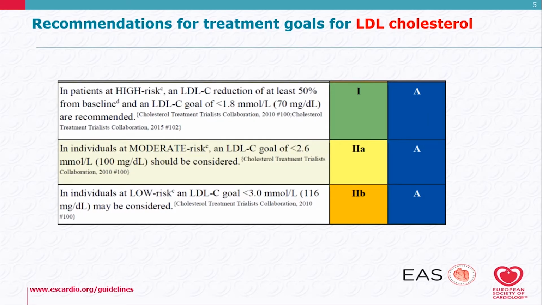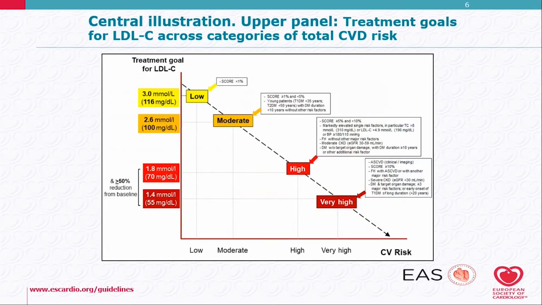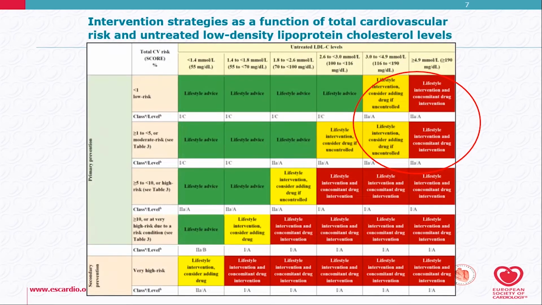For patients with high risk, an LDL reduction of at least 50% from baseline and a goal of less than 1.8 millimole per liter or 70 milligrams per deciliter is recommended. So as you can see here, as the patient's risk goes up, we need to go down to lower LDL cholesterol levels, and you see the treatment goals for LDL across categories of total cardiovascular risk.